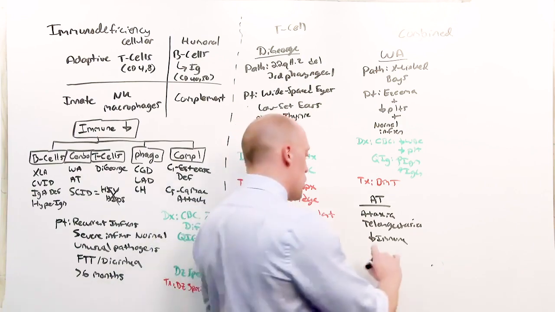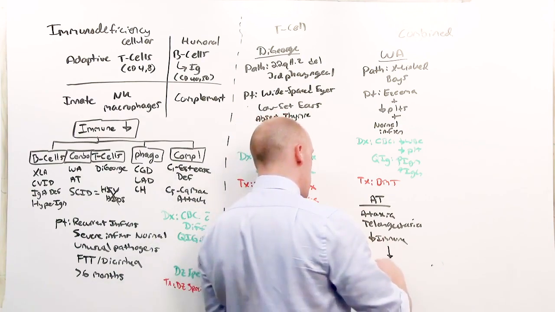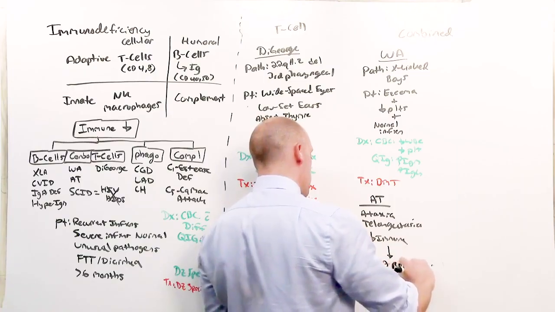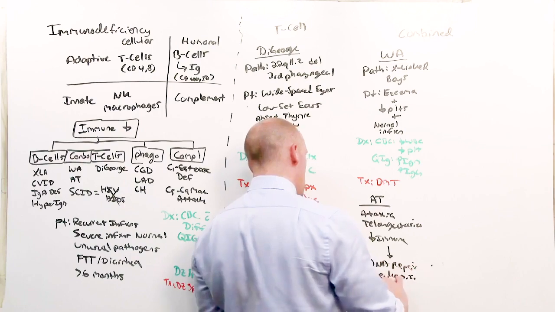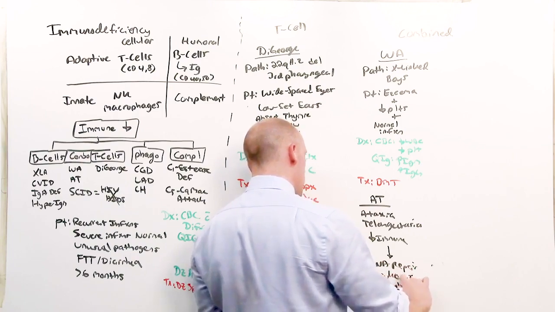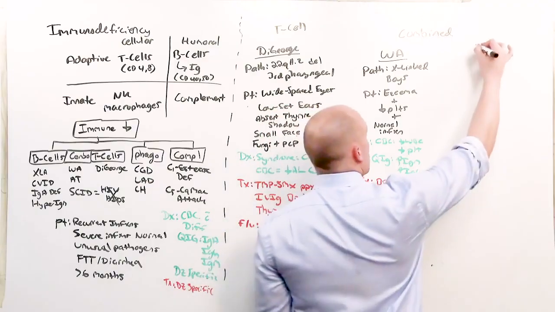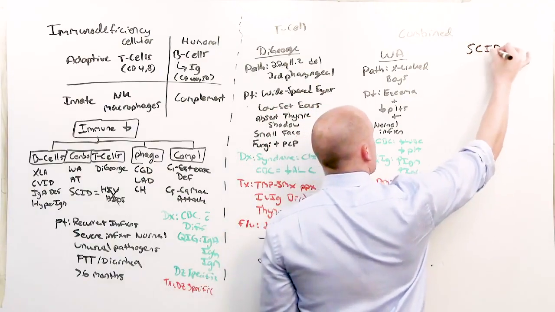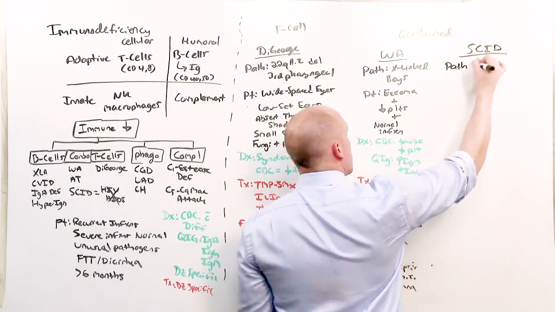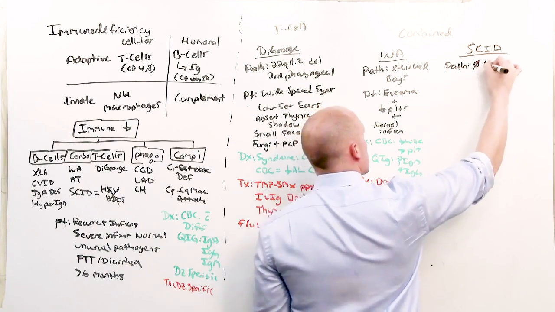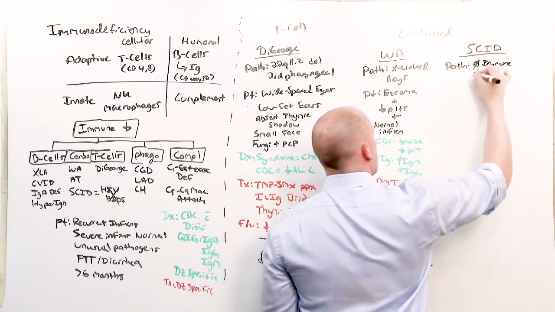And then remember DNA repair, leukemia, and lymphoma. The last combined is the bubble baby, the one that gets a lot of attention in media, but really not attention in life because it's so rare. In severe combined immunodeficiency, you have no immune system. You have no defense.